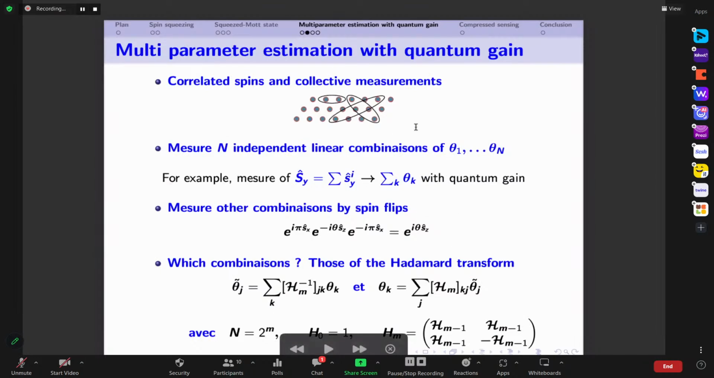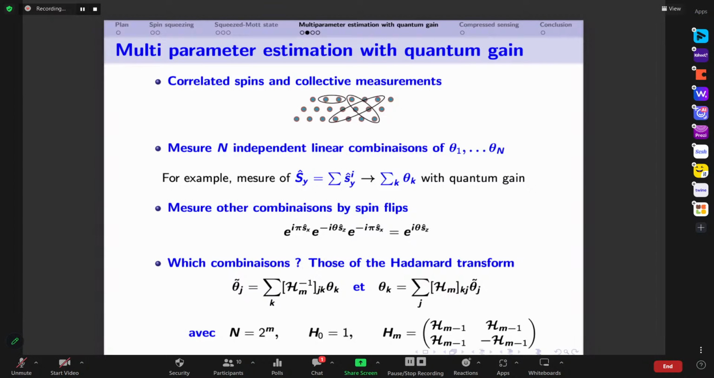What I could do is, for example, like in an atomic clock, measure the collective spin, the sum of all the spins. If I measure capital SY, this is a component of the collective spin, the sum of all the small spins along Y, one can show that I can get information about the sum of all these phases. That is the average phase. And I can get it with some quantum gain if my initial state is squeezed. So this is just the same thing as for the clocks.